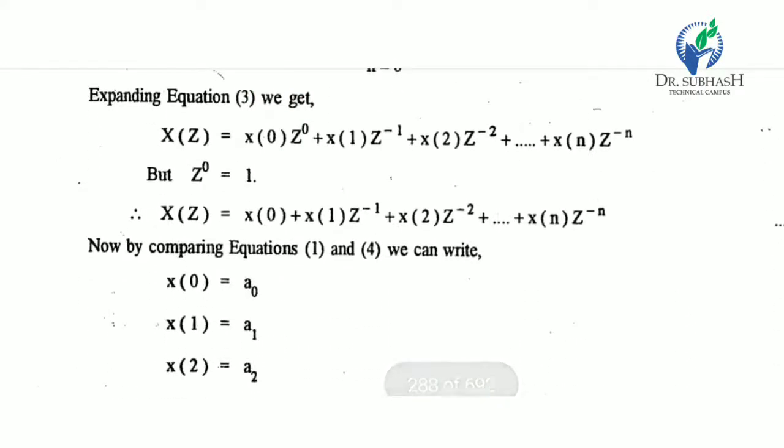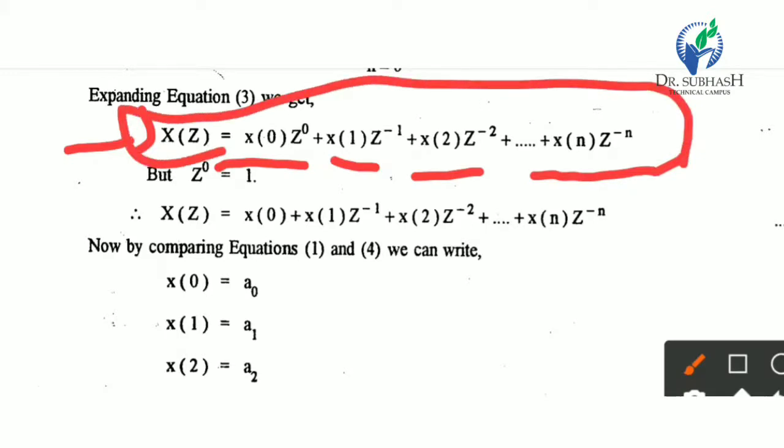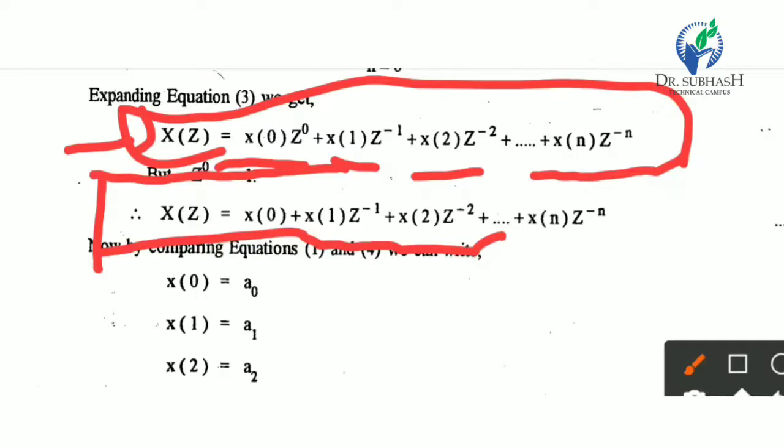After expanding, X(z) becomes x(0) z^0 + x(1) z^-1 + x(2) z^-2 and so on. But z^0 equals 1, so X(z) becomes x(0) + x(1) z^-1 + x(2) z^-2 and so on, and the last term is x(n) z^-n.